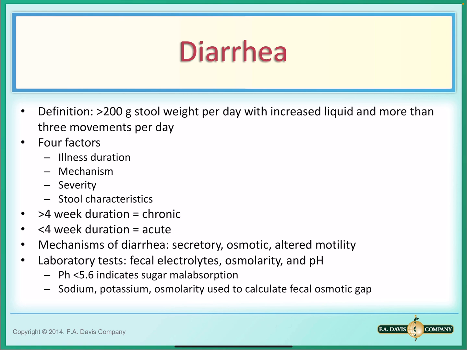One thing to notice is that the normal total fecal osmolarity is close to the serum osmolality of 290 milliosmoles per kilogram. The normal fecal sodium is 30 millimoles per liter, and the normal fecal potassium should be about 75 millimoles per liter. We use the fecal sodium and the fecal potassium to calculate the fecal osmotic gap.